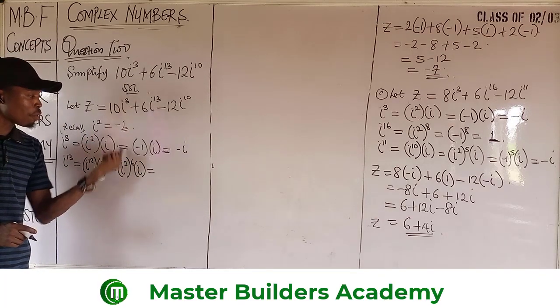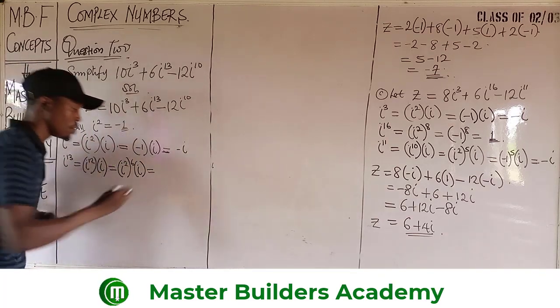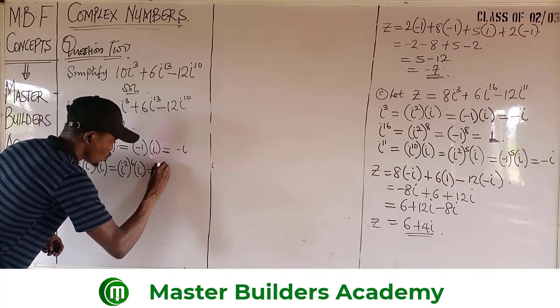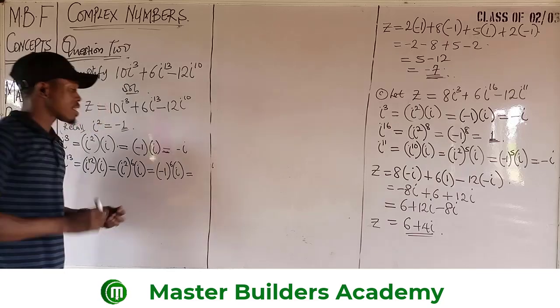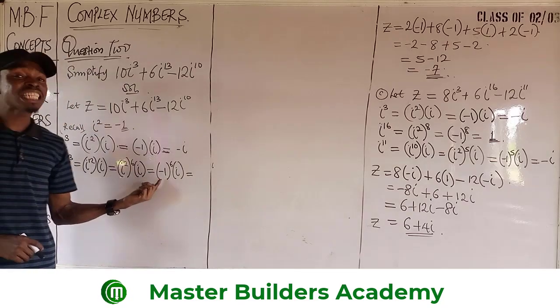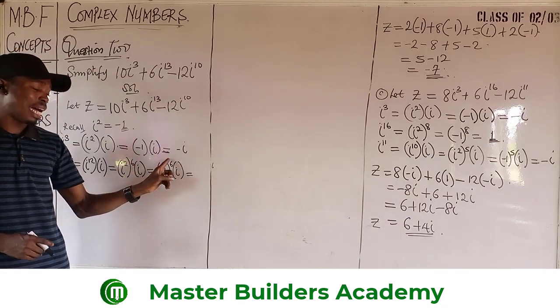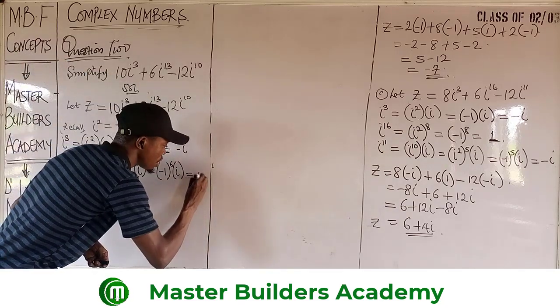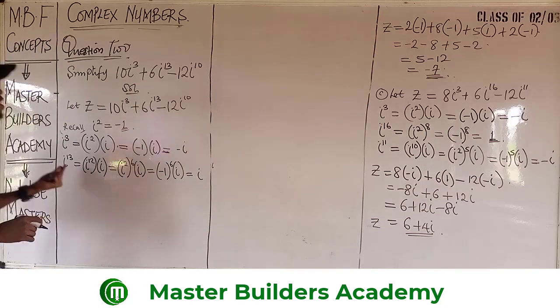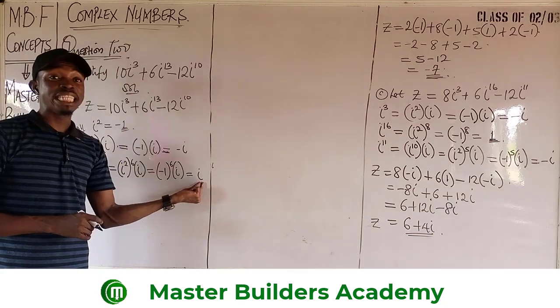Now, what is i raised to the power of 2? It is -1. Then we have -1 raised to the power of 6 into i. Understand that when -1 is raised to the power of an even number, you have a positive 1. And 1 multiplied by i, we have positive i. So anywhere we see i raised to the power of 13, we will put in i.